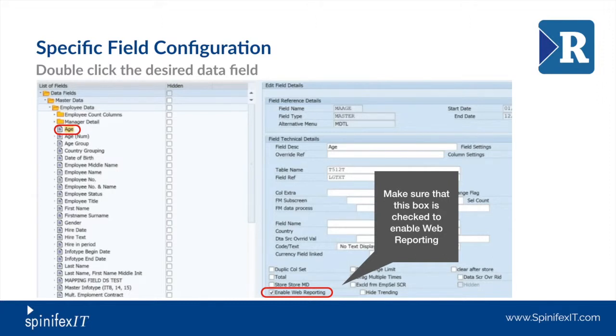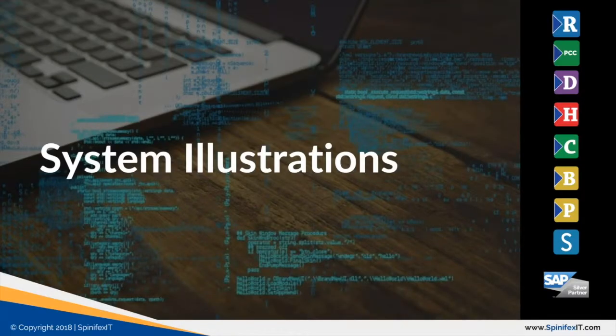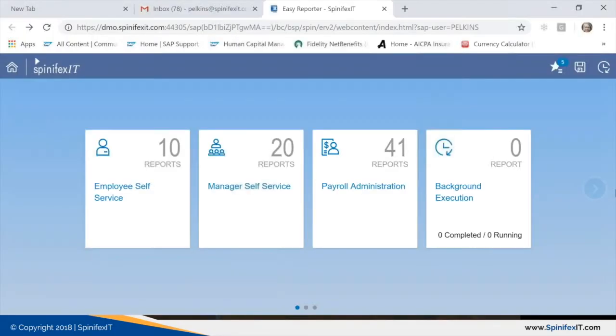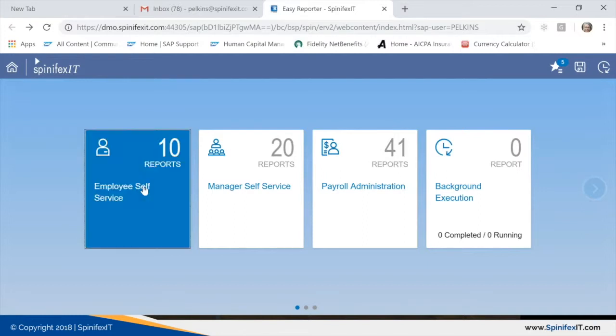Now with that, we're ready to head into the system and run a few reports using the web reporter. So I'm going to navigate over here to my web reporter screen. And what you see are the 4 tiles that I mentioned before, the 4 parent tiles of employee self-service, manager self-service, payroll administration, and background execution. We're going to start by taking a look at employee self-service. So I'm going to click that tile. Notice it says that there's 10 reports available.